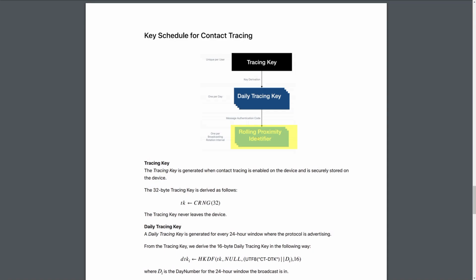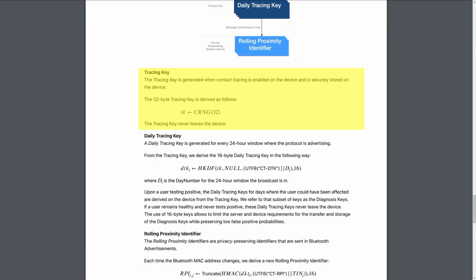What this means is, going back from before, every 15 or so minutes, a new one of these will be generated using the MAC algorithm based on the daily tracing key for that day. The tracing key is generated when contact tracing is enabled on the device and is securely stored on the device. It uses the cryptographic random number generator that we saw before with an input of 32, specifying the byte length. No one knows the tracing key except the application when it's deriving the daily tracing key.